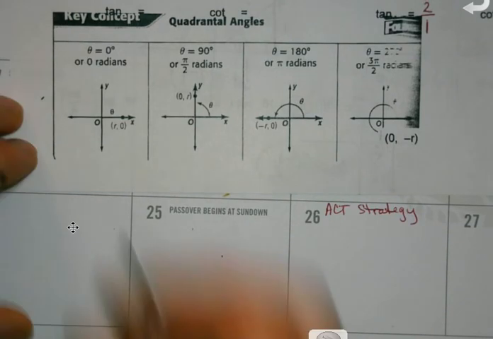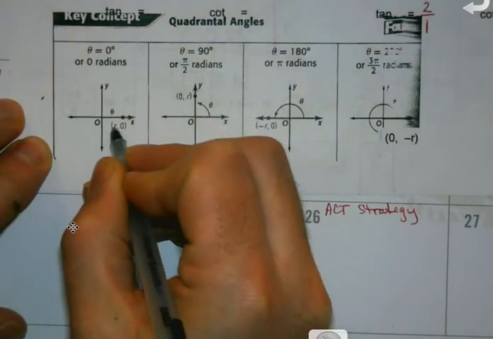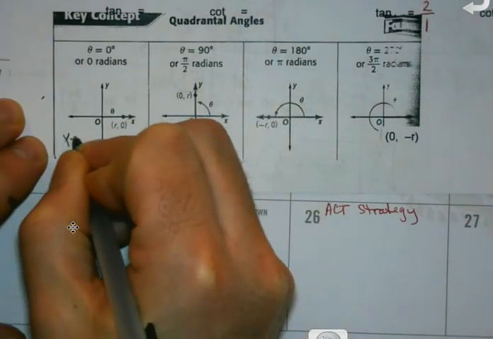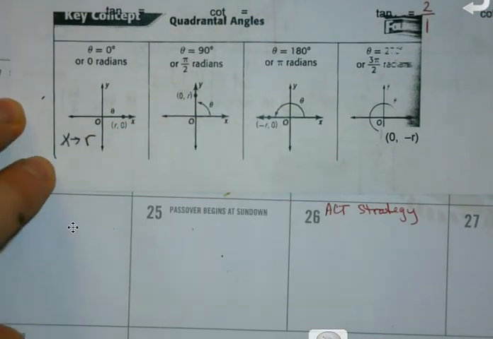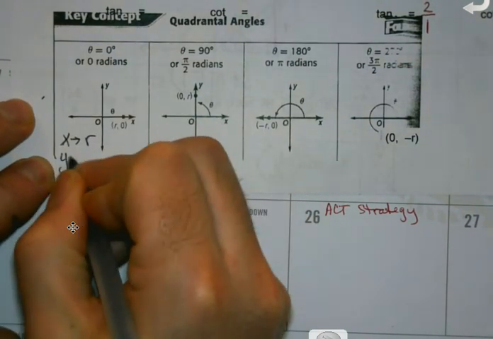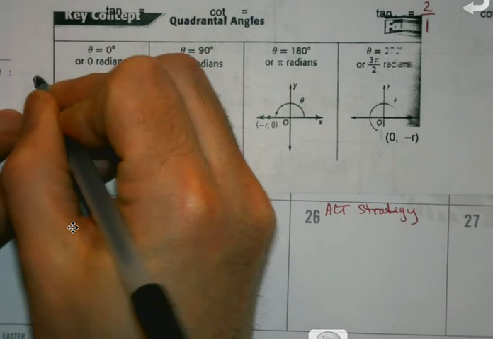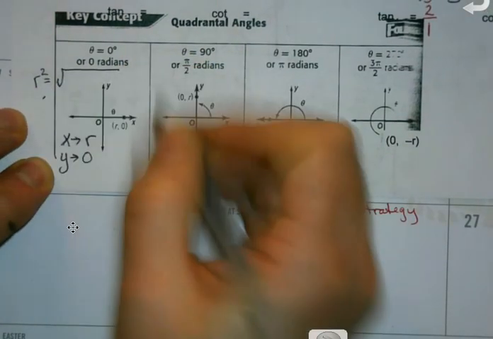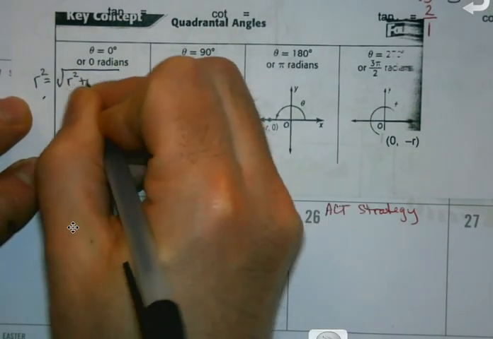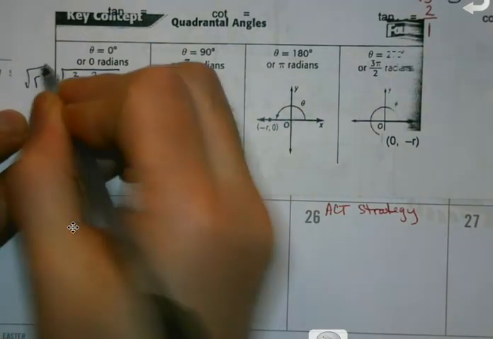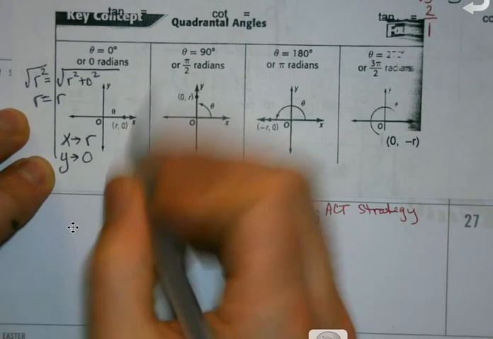Well, here's what we're going to do. Notice they give me my x and y values right here. My x value is going to be r. Now I'll explain how this is going to work in a second. My y value is going to be 0. And if I did the Pythagorean theorem here, now this is going to be weird, so just stay with me on this. r would be the square root of r squared plus 0 squared. So r is still going to equal r.